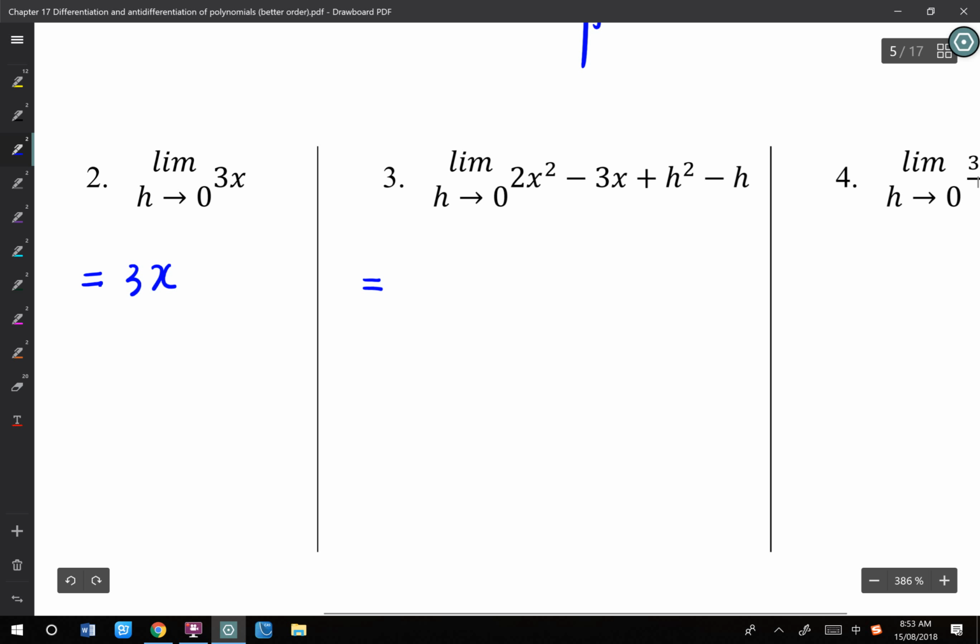Can I stop? Yes? Then after substitution, what do I have? 2x squared minus 3x. Okay, sub h equals to 0. I only sub h into h. I'm not going to sub h into x. So that's 2x squared minus 3x.